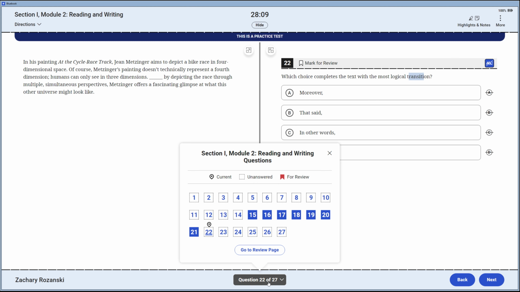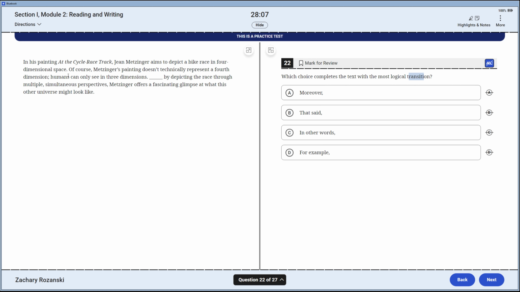Logically, can transition pretty early for one of these, but that's okay. "Human beings can only see in 3 dimensions." Speak for yourself. I'll read over this phrase. He offers a fascinating look at what this might look like.